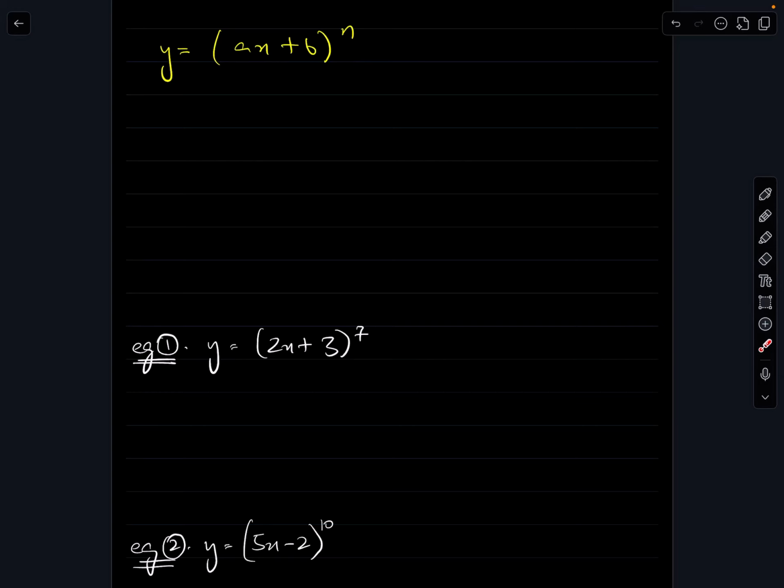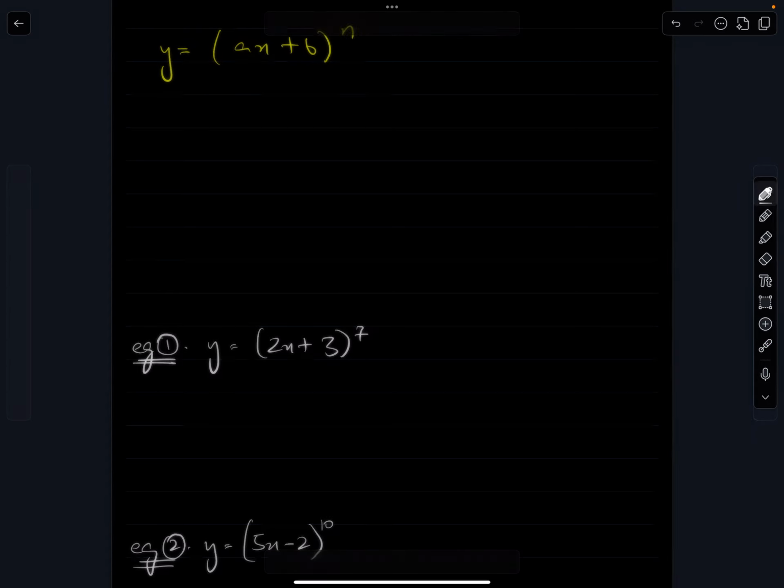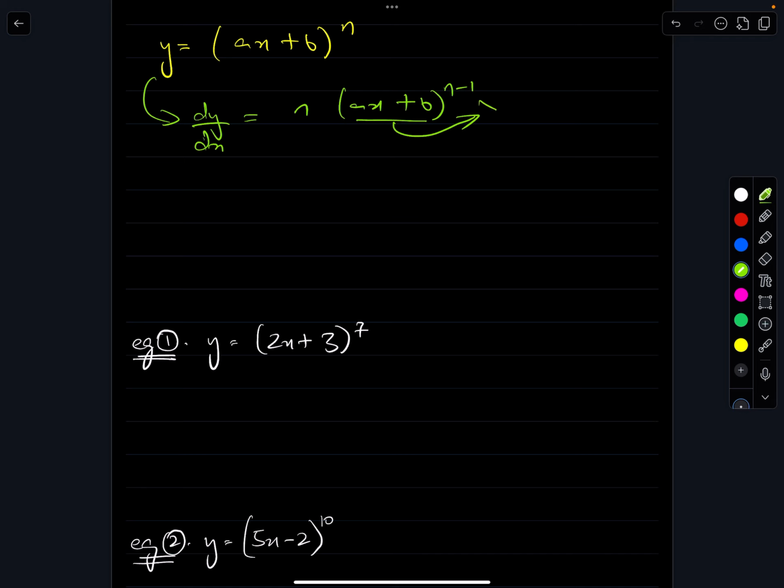So how do you find the differential of a bracket raised to a power with a function inside? So the rule is that in such a case, dy by dx is going to be, start by writing the function, then bring the power down, reduce the power by 1 as you always do. Finally, the differential of the bracket is multiplied. In this case, it's a.